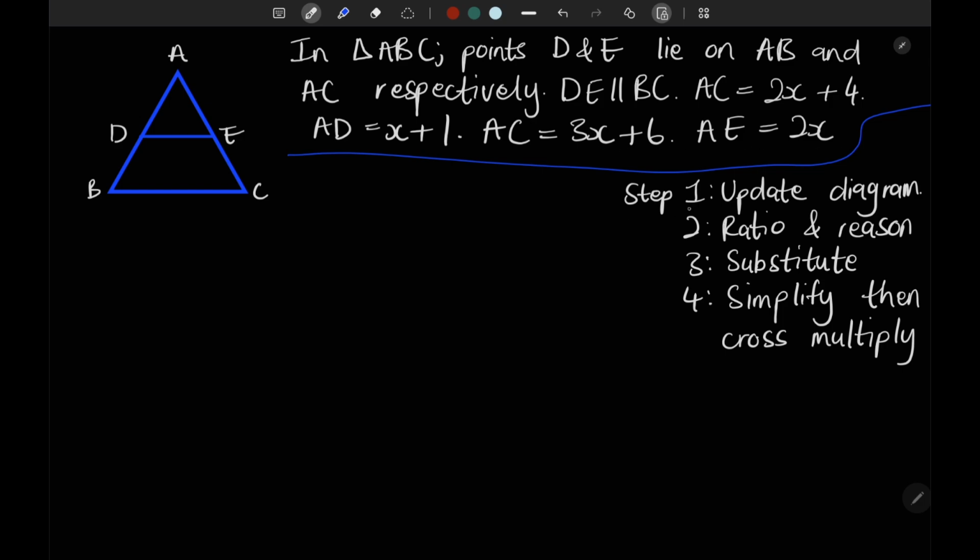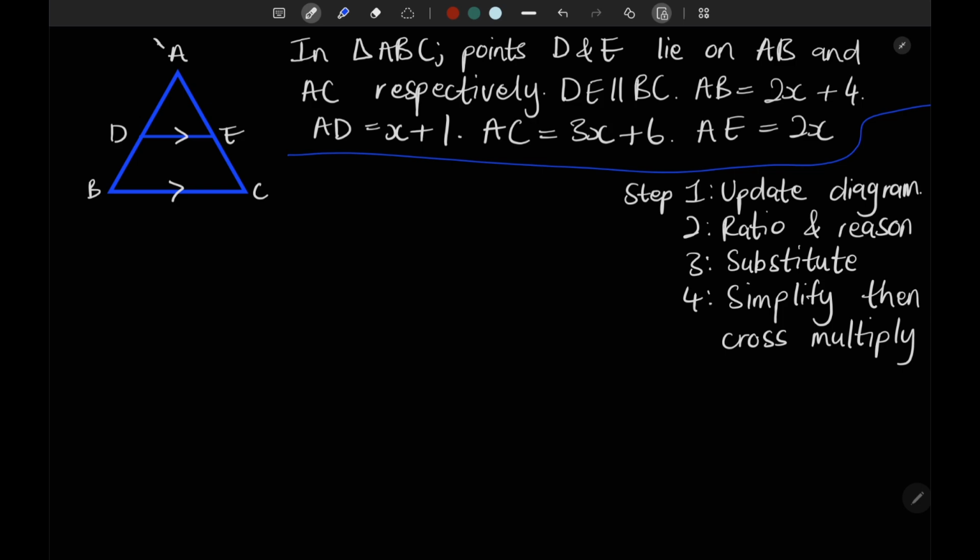Now what's the first step? Step 1, update your diagram. We'll read this again and update our triangle. In triangle ABC, points D and E lie on AB and AC respectively. Okay, DE is parallel to BC. DE is parallel to BC. AB is equal to 2x plus 4. Where's AB? Excuse me, this should be AB. AB is equal to 2x plus 4.